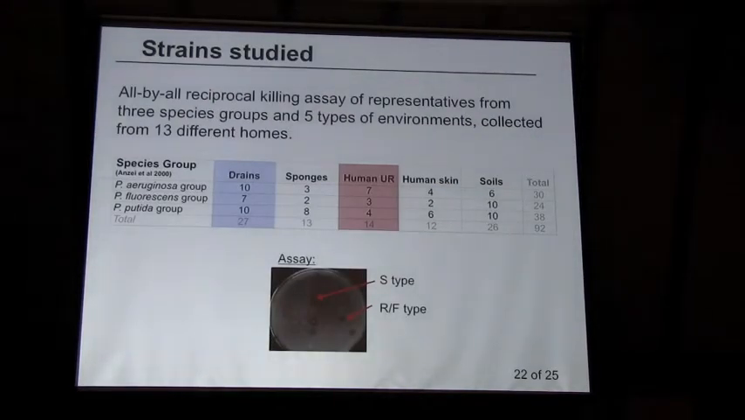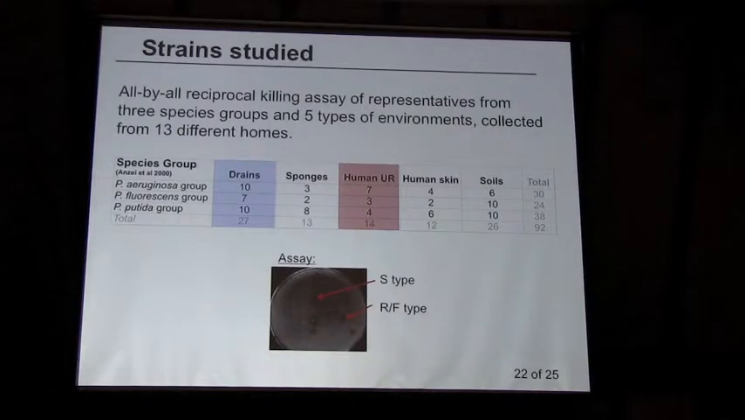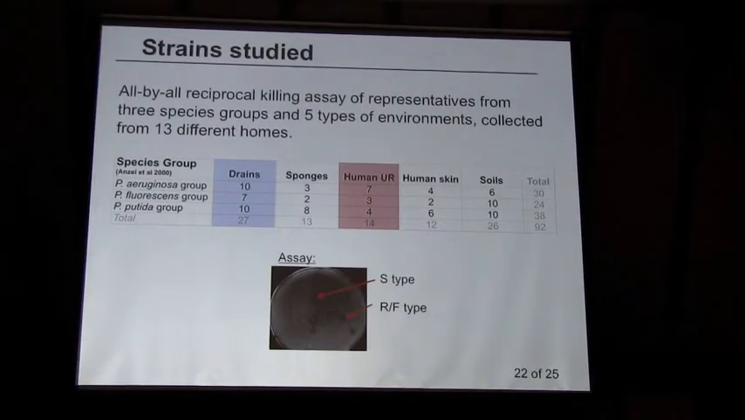So for this, Michael used 92 strains from three species groups: the aeruginosa group, the fluorescens group, and the putida group. And they're spread as evenly as we could across five different types of environments, and they came from 13 different houses. So we're trying to get some of the diversity that's out there. And the assay is basically you grow up your prospective killer, your producer, let it produce whatever it's going to produce, kill it with chloroform. So if there are any piacins left, they're there on the surface, and you overlay your prospective victim, and if you get clearing, that's probably a piacin.